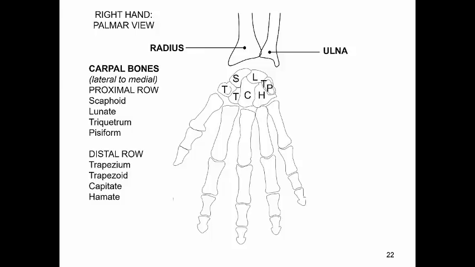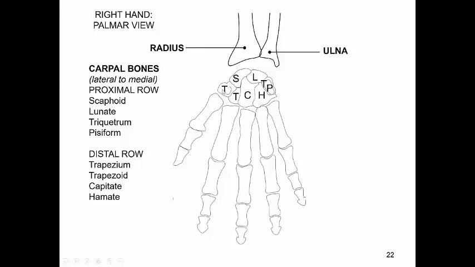There are 8 carpal bones arranged in 2 rows of 4 bones. If we look at the arrangement of these bones, first looking at the proximal row and moving from the lateral side, the side of the thumb, over to the medial side, we can see that the first bone in the proximal row is the scaphoid. Next to that is the lunate. And finally, we have the triquetrum with the pisiform bone sitting on top of it.